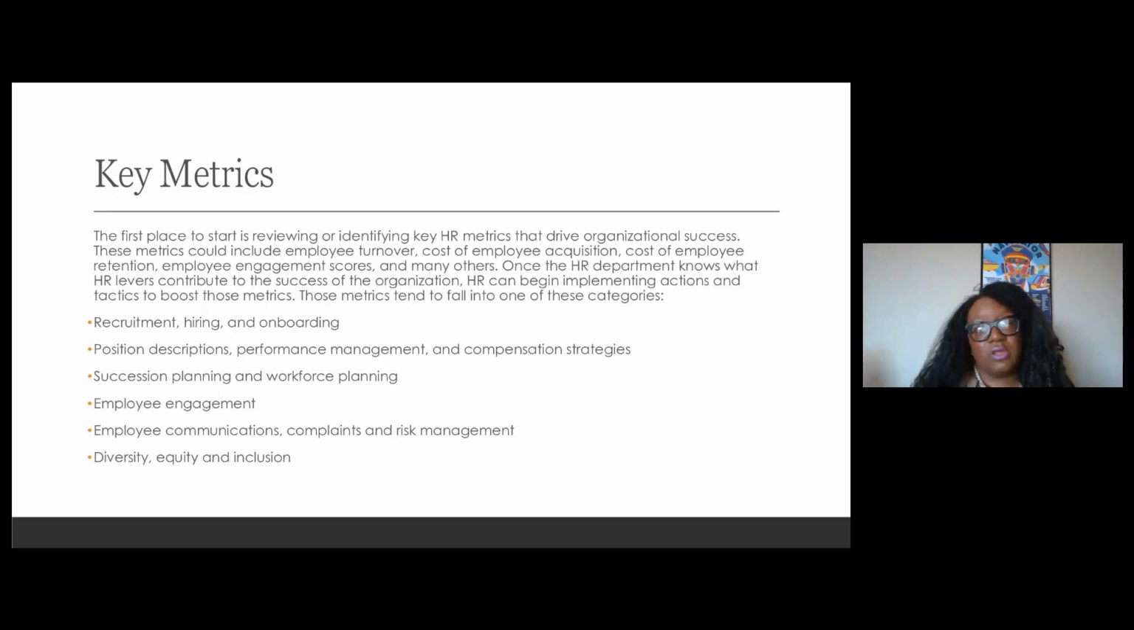So it's kind of easy to see this from here: recruitment, hiring, and onboarding, position descriptions. Then we have performance management and compensation strategies. Performance management doesn't impact the hiring process, but compensation does. How do you determine someone's starting salary upon selecting that candidate? That can be another gap in equity. That's a frequent gap in equity.